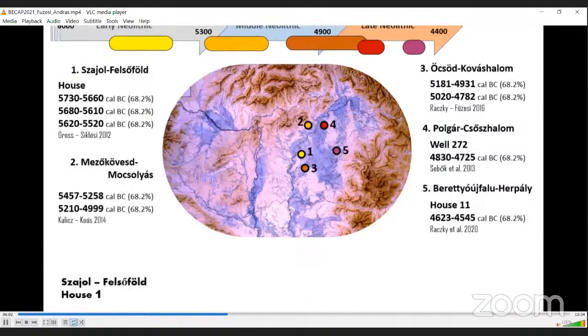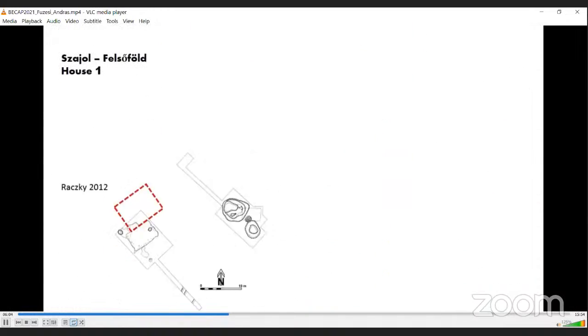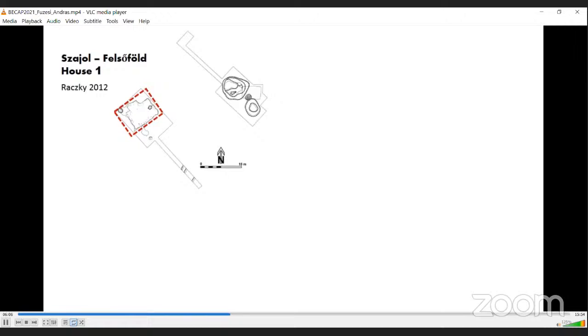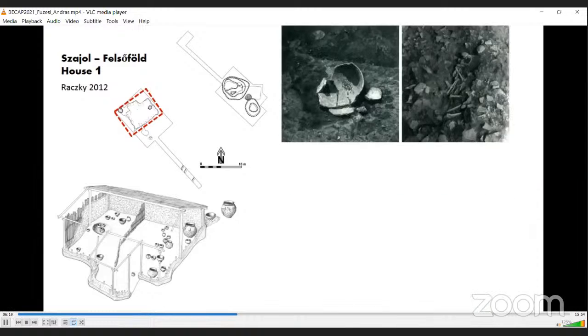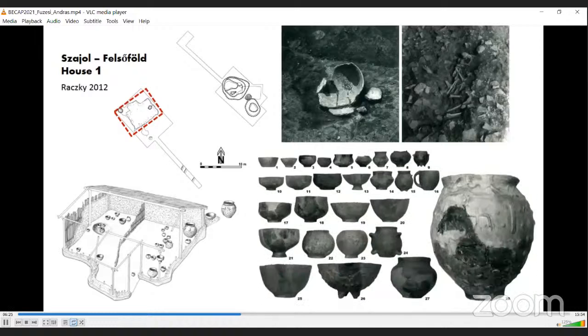The early Neolithic building at the Szajor-Felsőföld site was being excavated by Páraczky in the late 1970s. Thanks to the documentation by square meter, a detailed reconstruction could be made based on the finds in and under the house debris, such as the skeleton of an individual buried in the house. 27 vessels came to light from the building and an exceedingly large container next to it.